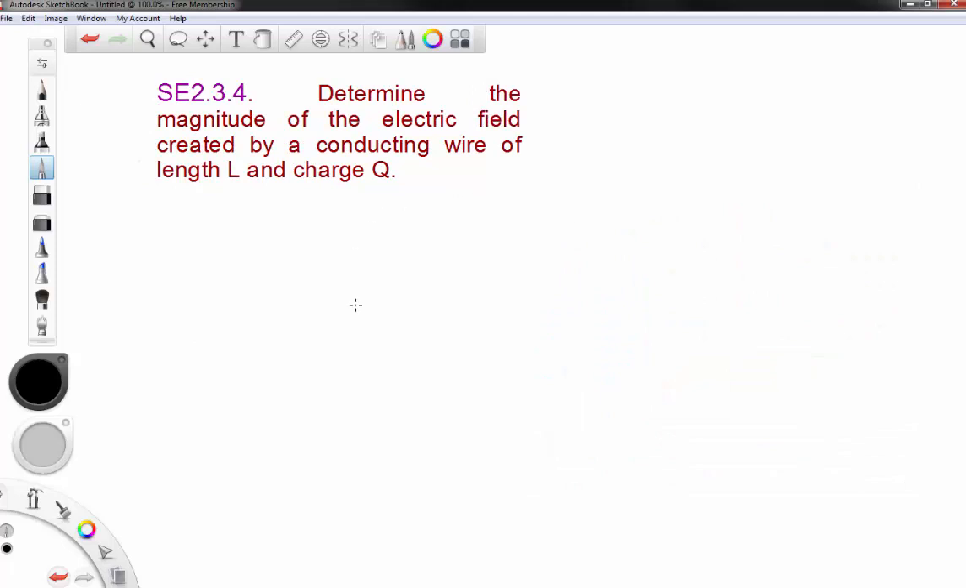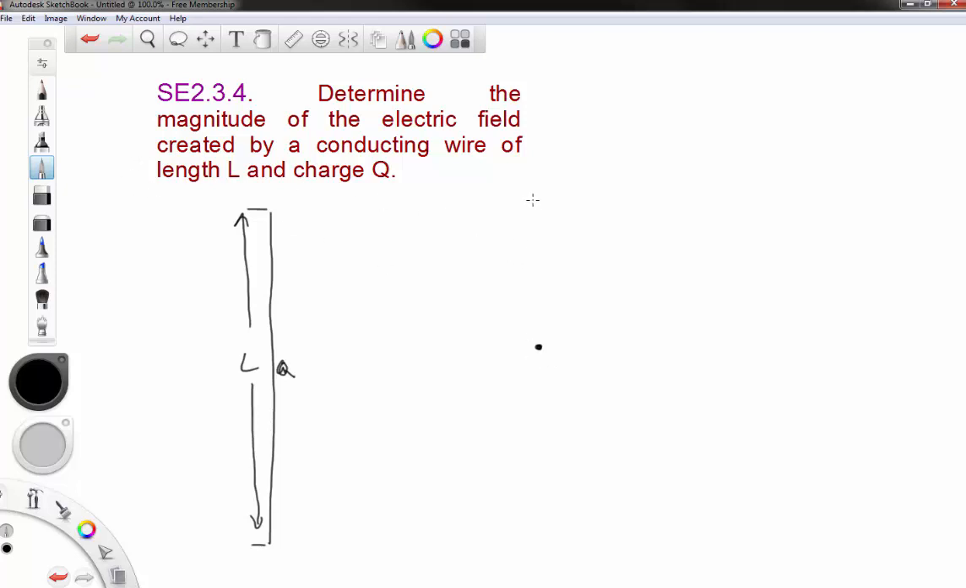Okay, our first example is to determine the magnitude of the electric field created by a conducting wire of length L and charge Q. So I'm going to draw the wire. The wire is here. The wire has charge Q. It has length L, so from here to here would be L. We're going to assume it's a pretty long wire. Of course, if it's a really, really short wire, then it starts to look like a point charge. And what we want to know is, what is the electric field strength right here at some point far away from the wire, or maybe nearby? So how are we going to do that?